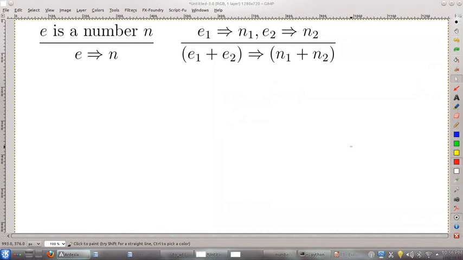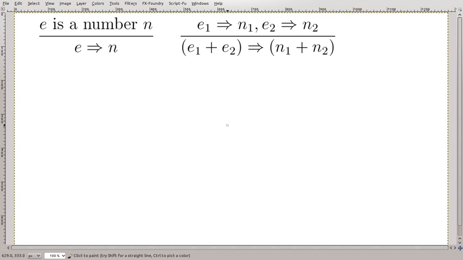Let me give an example of operational semantics. So here are the two rules I showed for operational semantics in the slides. Let's consider a couple of cases.